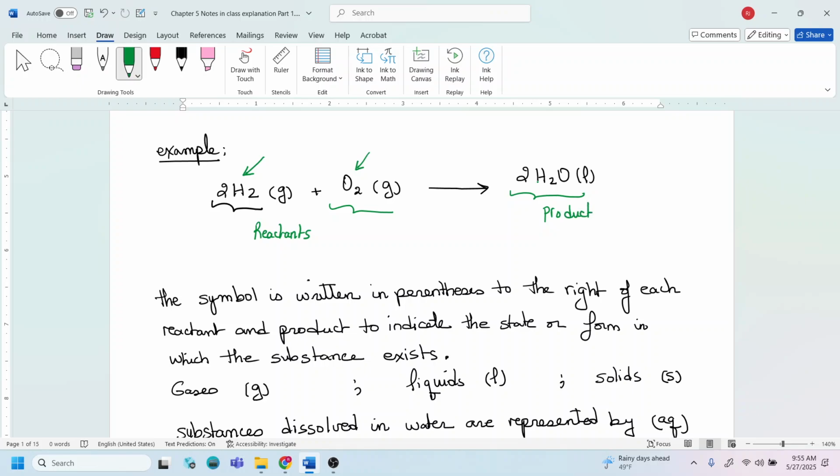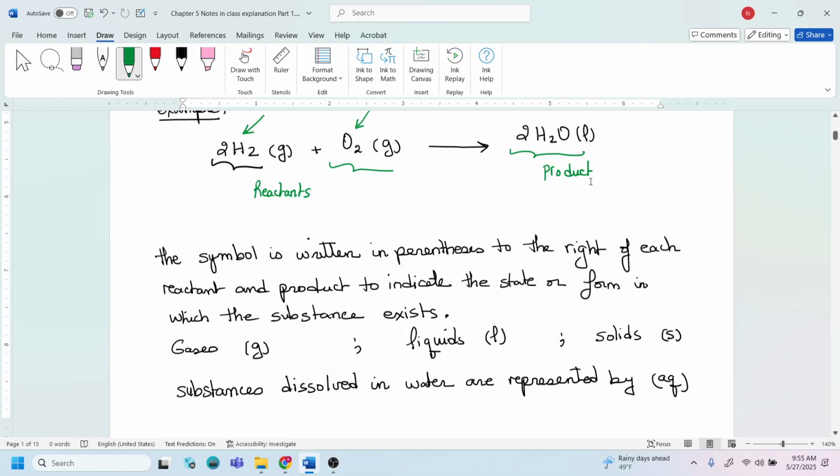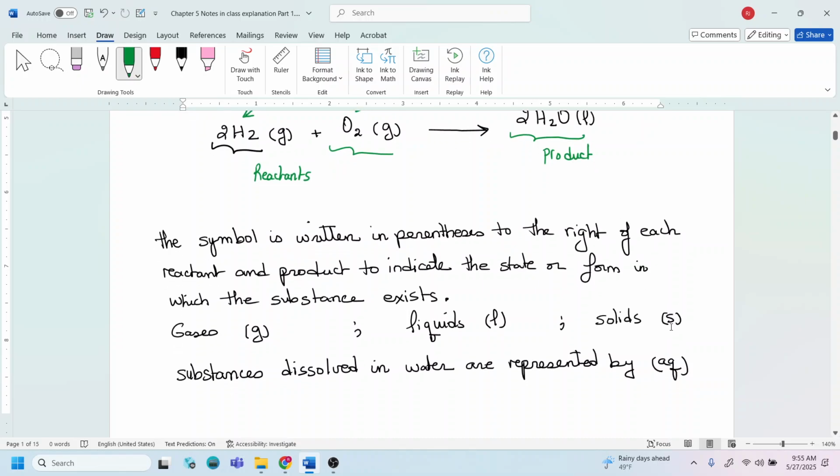Okay. And as you can notice over here, the symbols are different. We're going from a gas state into a liquid state. The symbol that is written in parentheses to the right of each reactant and product represents the state of the substance. So G stands for gas. Here I have a hydrogen gas reacting with an oxygen gas to form water, which is a liquid. L represents a liquid. And if you have a solid, then we're going to represent it by an S.